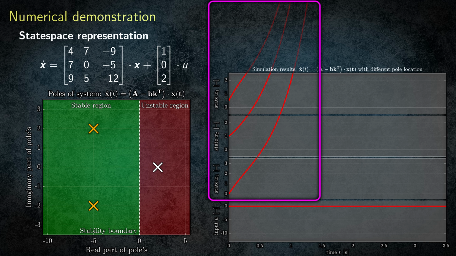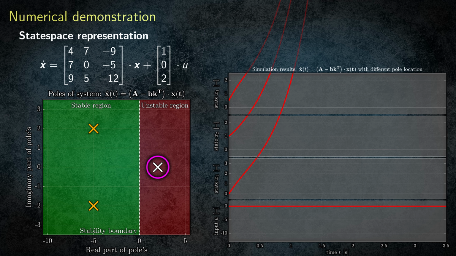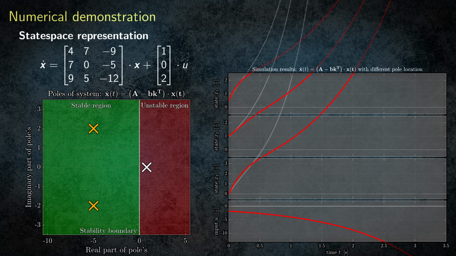Now we activate the state feedback controller and start to move the unstable pole to a new location by calculating suitable gains. We leave the response of the uncontrolled system in the background for comparison and add the simulation result with controller on top. As we shift the unstable pole across the imaginary axis into the stable region on the left half plane, the system behavior changes fundamentally.